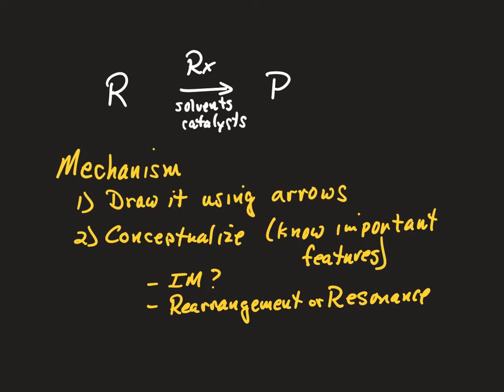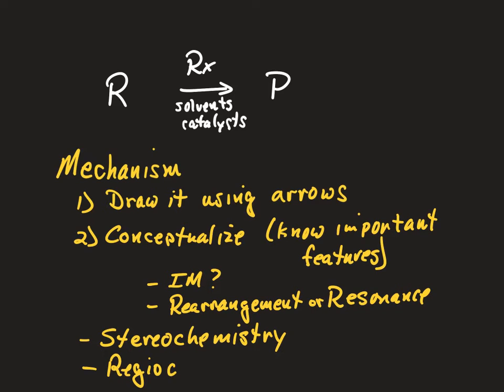So you need to be able to think about those things because those things affect other pieces of information you need to know about those reactions. Like you need to know the stereochemistry of the reactions, right? You need to know the regiochemistry. Right? And all of those things are related to the mechanism.